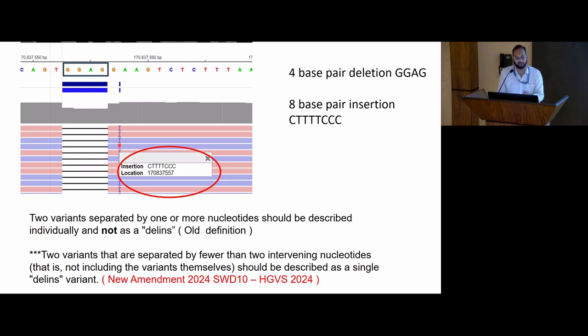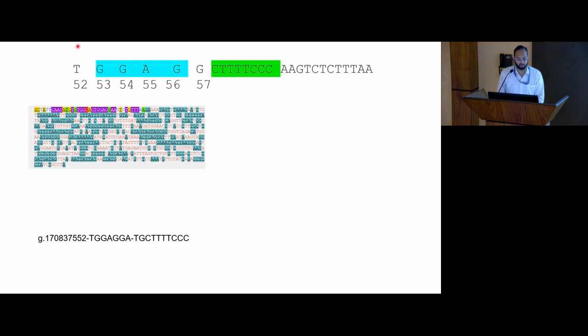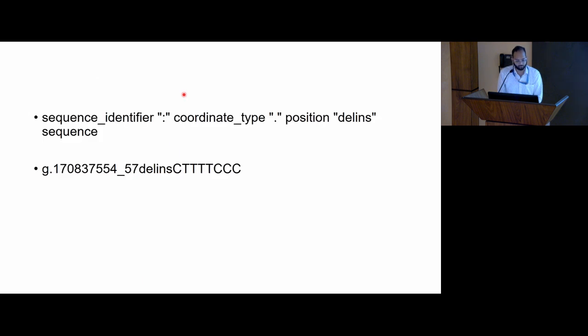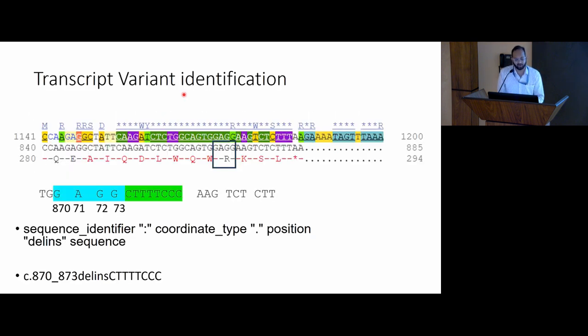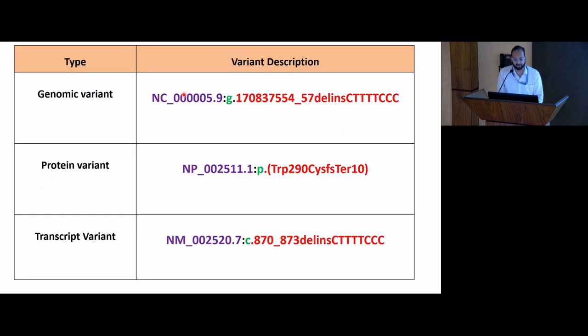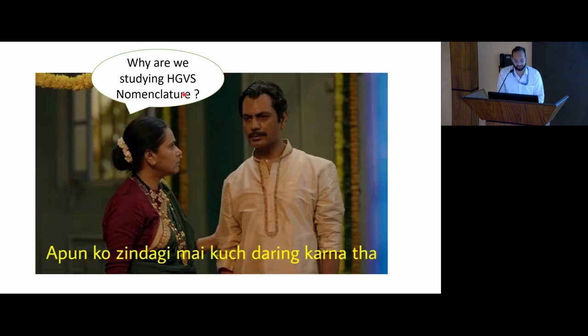Also, if we apply the 3' rule here, the original deletion was this and this was getting inserted after this G. But if you apply the 3' rule, there is a G here and there is a G here, so the actual deletion would be GAGG and not GGAG. Then it becomes a consecutive stretch of nucleotides. The rest of the things are similar. We add the suffix delins and the change that is happening. We will get similar results when we put it on VariantValidator. Thank you.